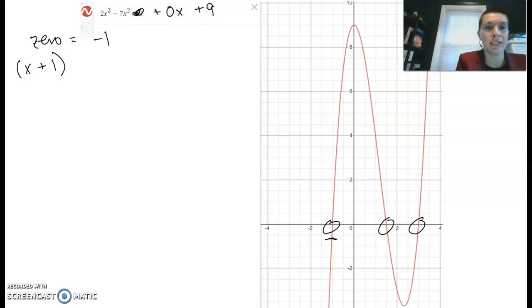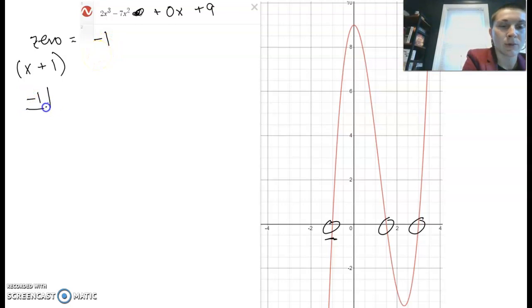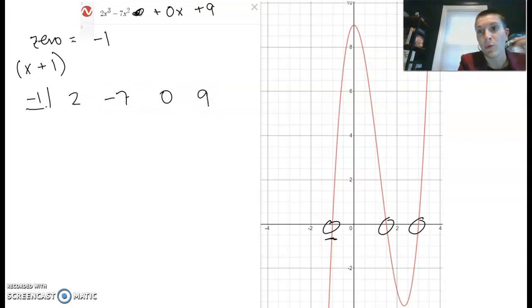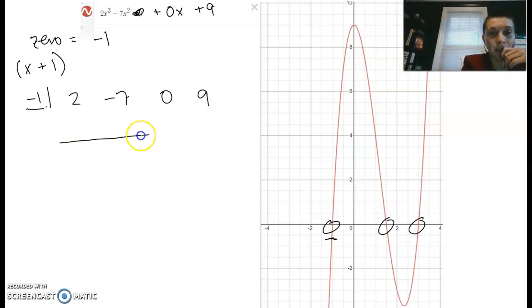In which case, I'm going to take my coefficient a, which is -1, and I'm going to bring down my coefficients. I should have 4, right, of my polynomial: 2, -7, 0, and 9. One mistake you might make is forgetting to put that 0 there. That's crucial. So now I'm just going to do my synthetic division.